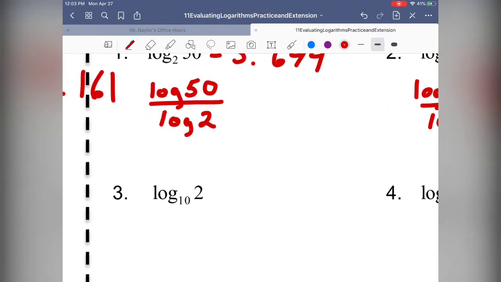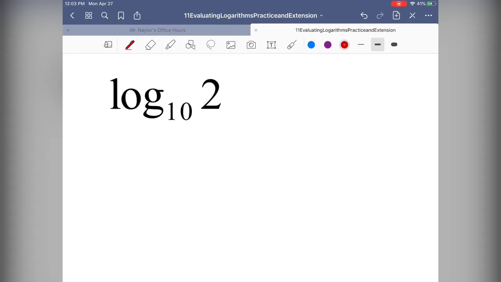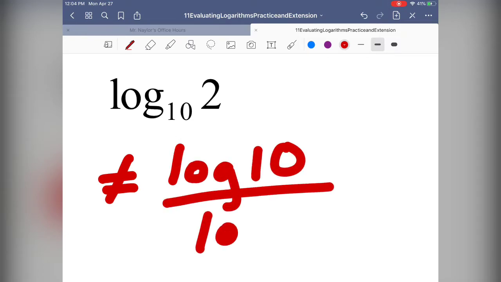Now, sometimes students will accidentally think that Mr. Neller told them that you always divide by the small number. And so sometimes students will just kind of accidentally do the log of 10, because that's the bigger number, and divide by the log of 2. But we don't divide by the smaller number. We divide by the base.